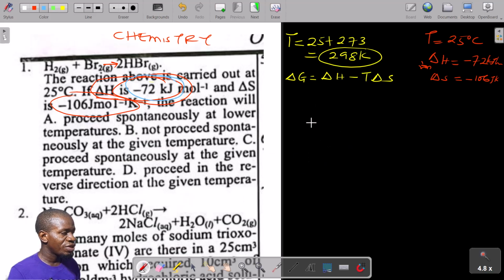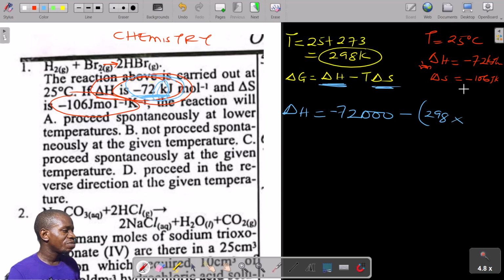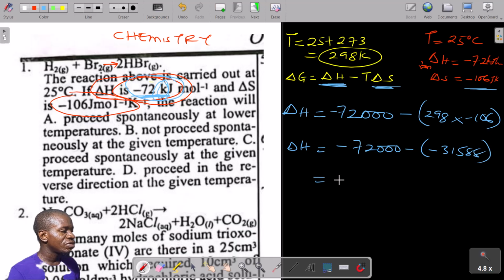So what we're going to have here is, what is my delta H? My delta H is minus 72, and because of the kilo at the back, we add 3 zeros. So minus bracket, what is my T? T is 298 times, what is my delta S? My delta S is minus 106. So when I solve that, it's going to be minus 72123 minus bracket minus 31588. So this is going to give you minus 72123, and minus will give me plus 31588.